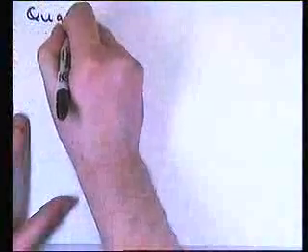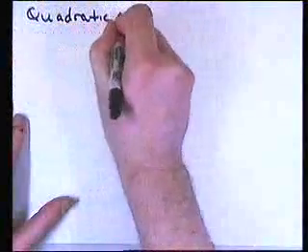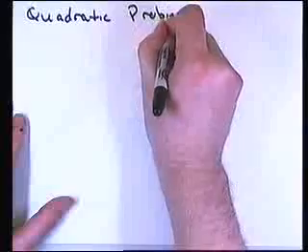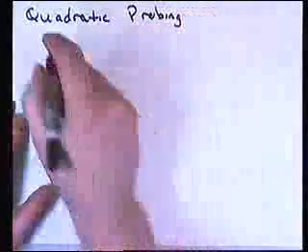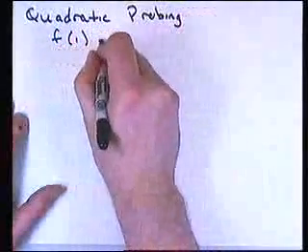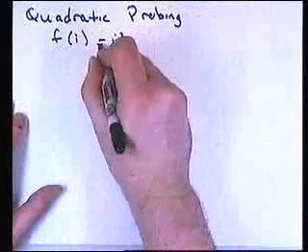So, one possibility for avoiding it is to say, well, we can use quadratic probing. The idea here is f of I equals I squared.